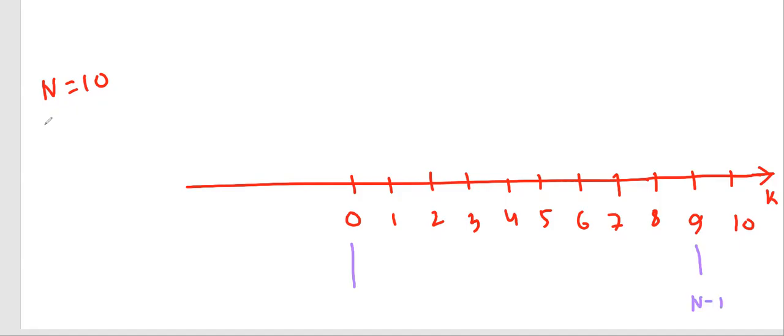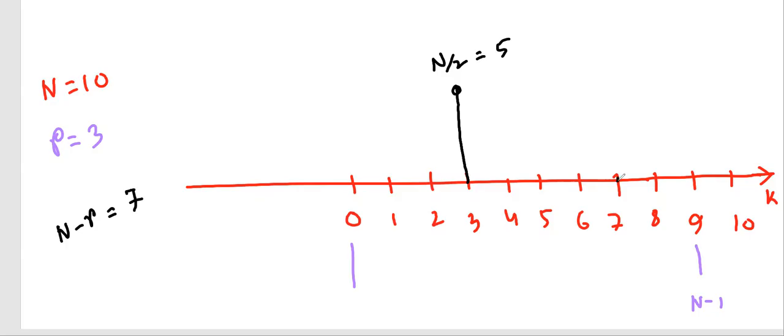And where we have found the stem, let's say r equals 3. So we have found the stem at r equals 3. And the amplitude is equal to n divided by 2, which is 5. And the second one is at the location of capital N minus r, which is equal to 7. So at the location of 7, we have n divided by 2, which is equal to 5.